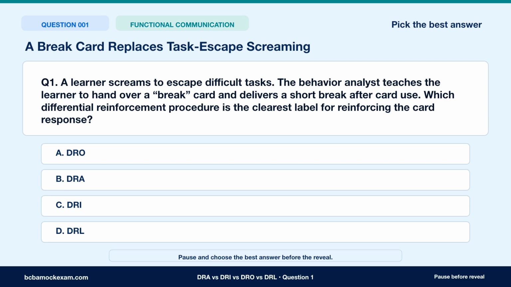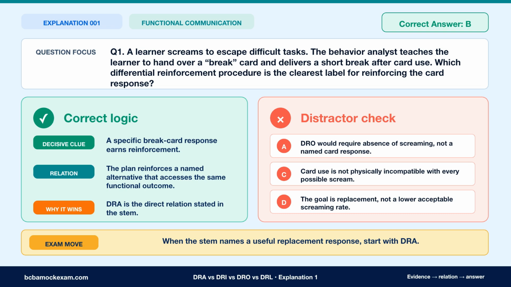Question 1. A learner screams to escape difficult tasks. The behavior analyst teaches the learner to hand over a break card and delivers a short break after card use. Which differential reinforcement procedure is the clearest label for reinforcing the card response? The choices are A. DRO, B. DRA, C. DRI, D. DRL. Separate the target from the response being classified. Pause and choose.